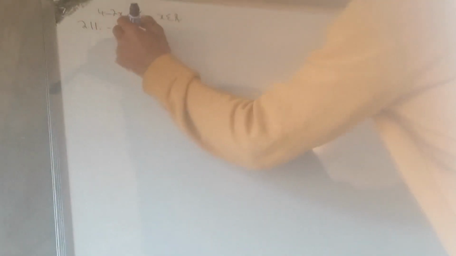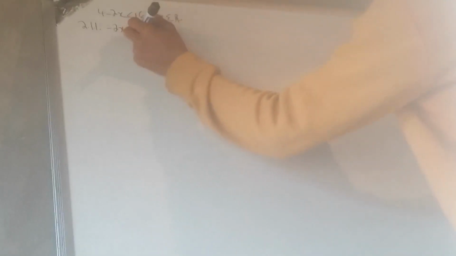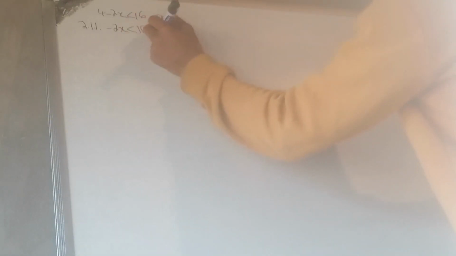Minus 2, minus 2x. Plus 2, 4 plus 2. 2x away. But you get what? Negative 2x. Or better, 2 over 16 minus 4.